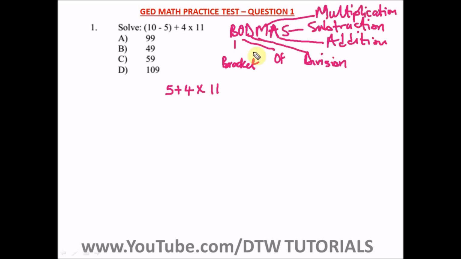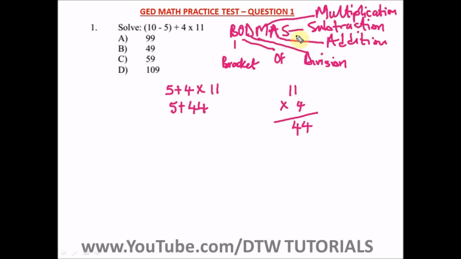M says multiplication, and there is a multiplication sign here. So all we need to do is 4 times 11. I hope you still remember. 4 times 1 is 4, and 4 times 1 here is 4, so 4 times 11 is 44. So we're left with 5 plus 44.